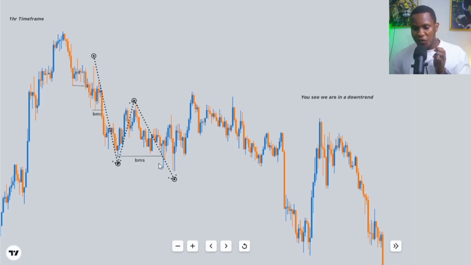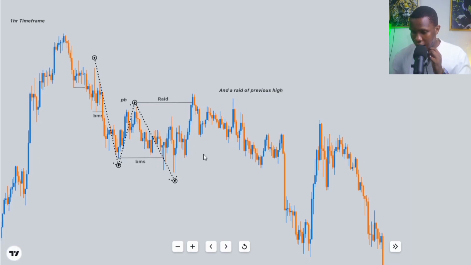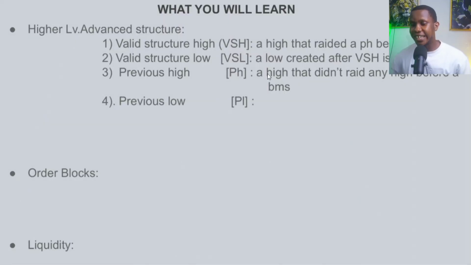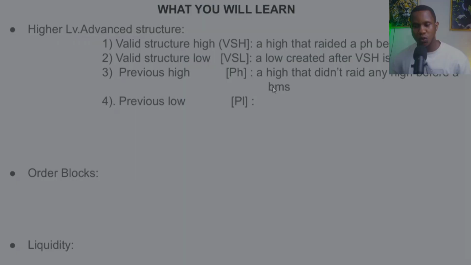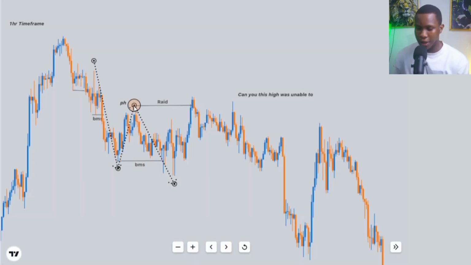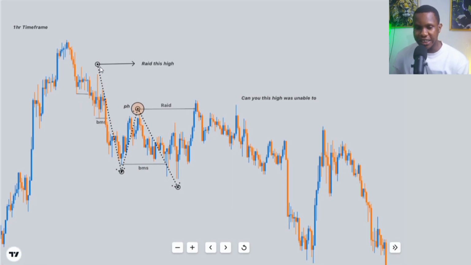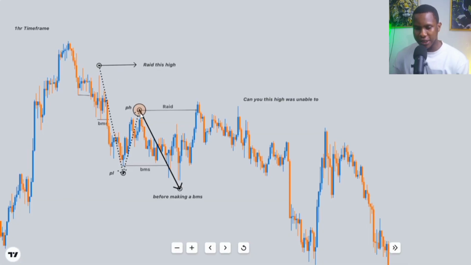We made a break of market structure, sweeping this low. And can you see how we raided this previous high in the market? Previous high is a high that didn't raid any high before making a break of market structure. Can you see this high right here? It wasn't able to raid this particular high before it made this break of market structure, guys.